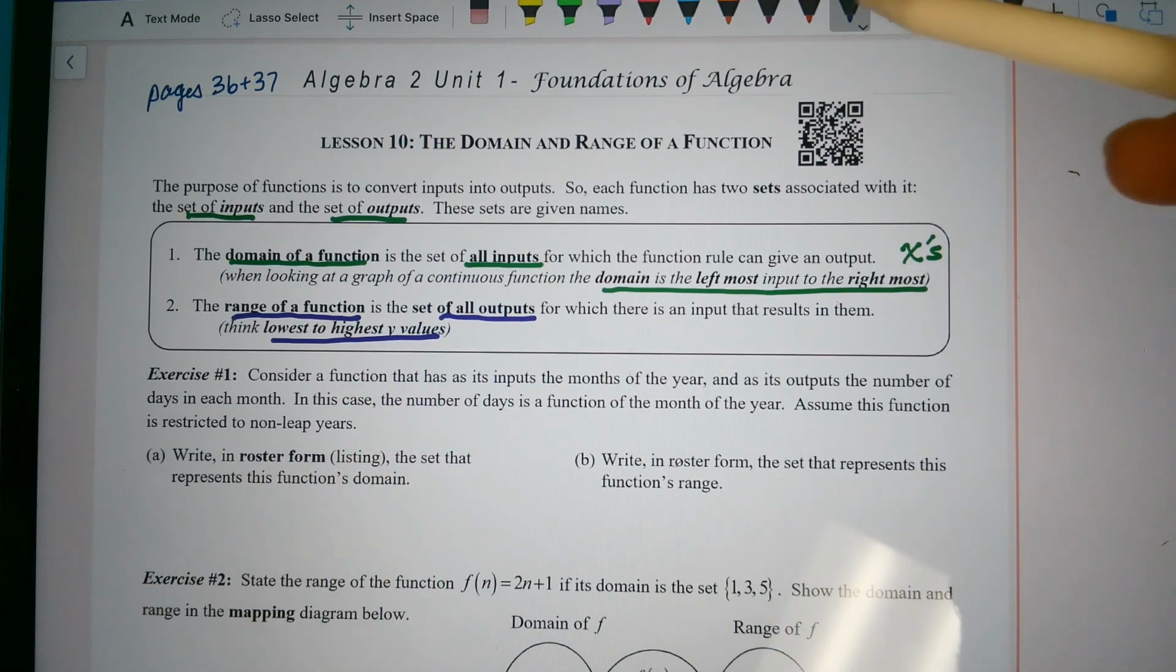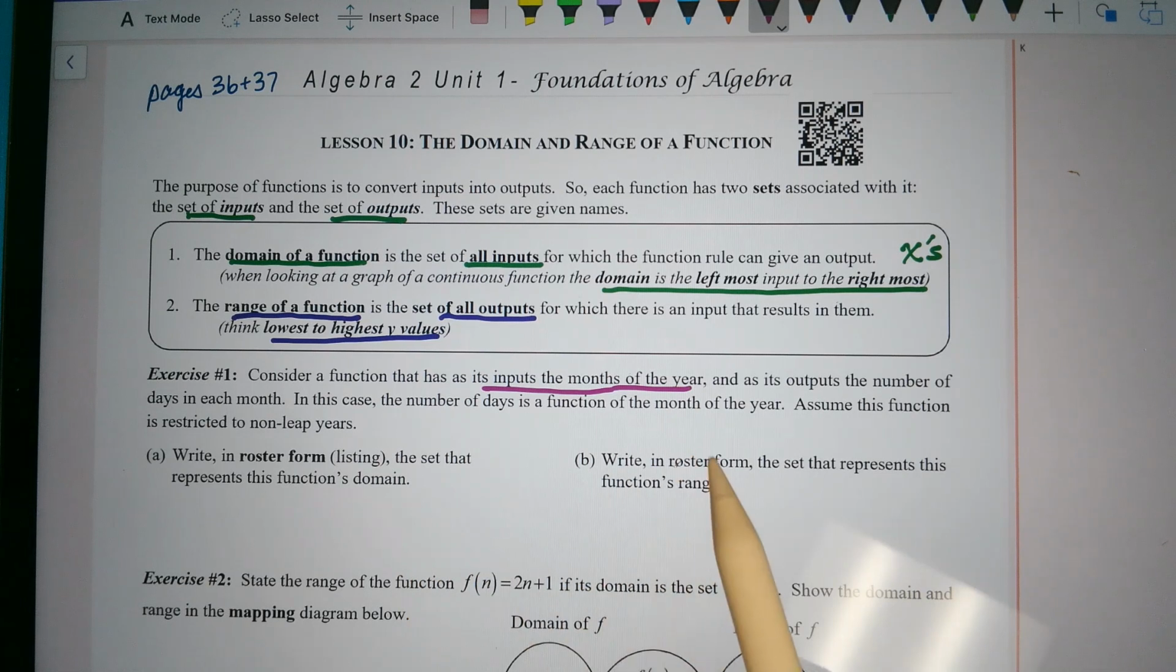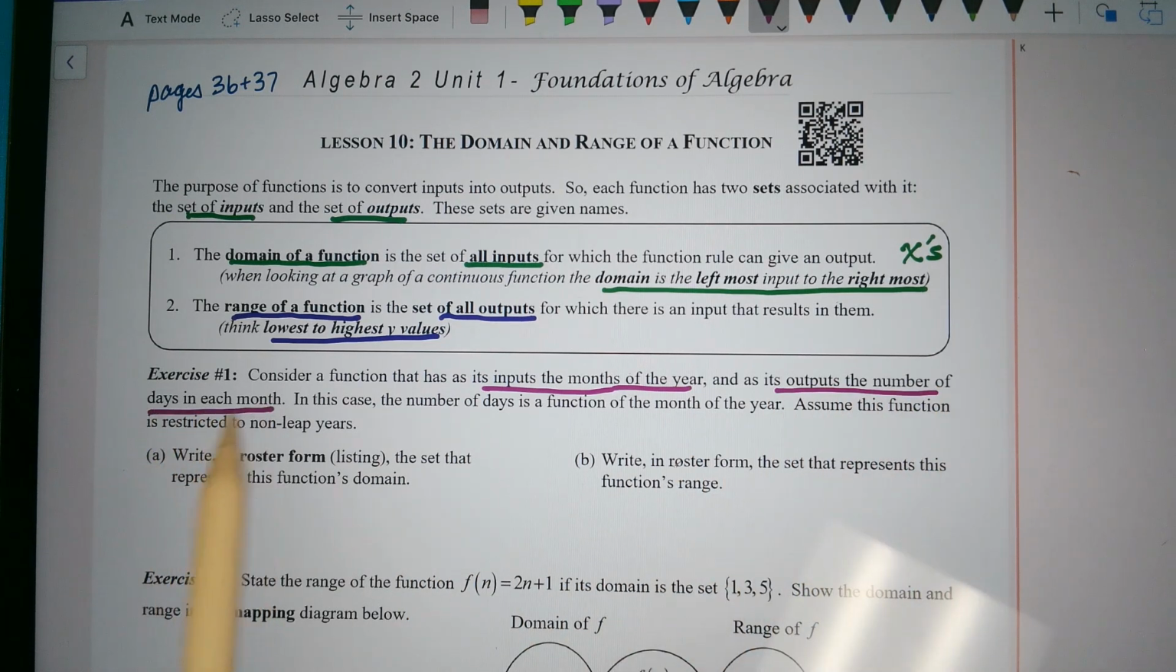Exercise number 1. Consider a function that has as its inputs the months of the year and its outputs the number of days in each month. In this case, the number of days is a function of the month of the year. The number of days depends on what month we're looking at. Assume this function is restricted to non-leap years. Write in roster form, which is simply a listing, the set that represents the function's domain.